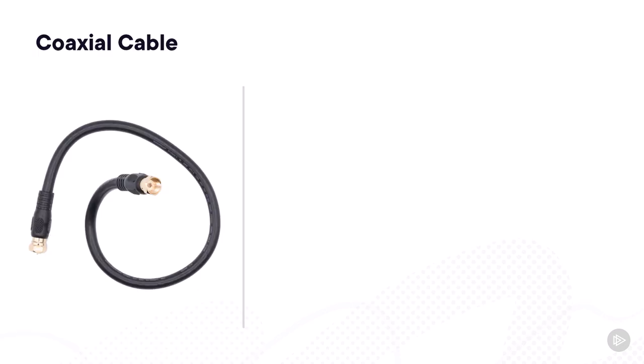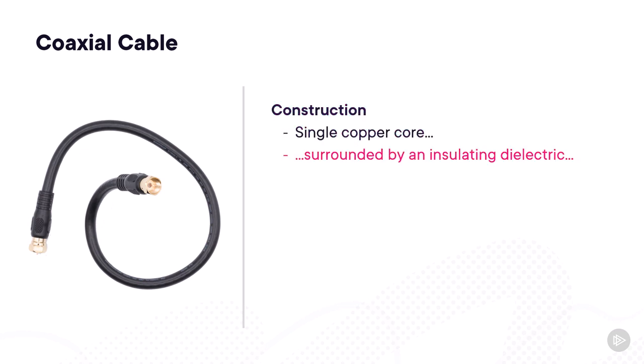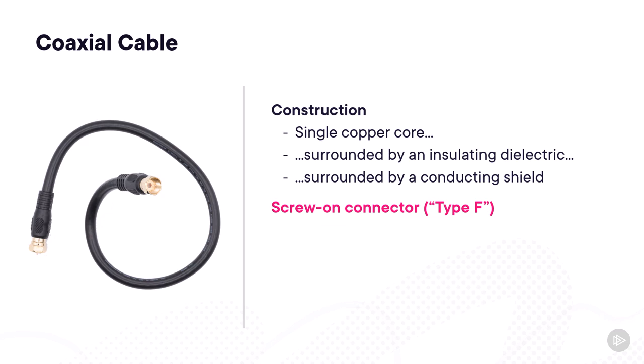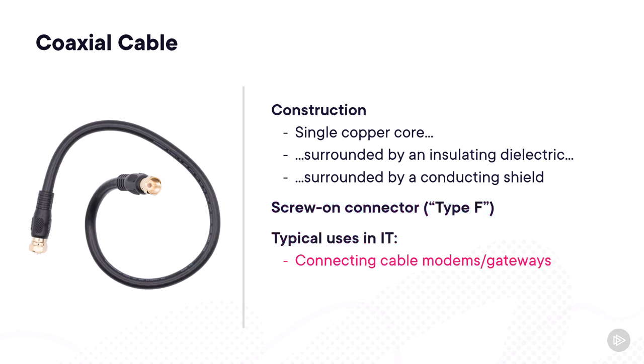Coaxial or coax cable is built with a central copper core wrapped in an insulating non-conductive material called a dielectric, which in turn is wrapped in a conductive shield to protect from interference. The most common connector for coaxial cable is the threaded Type F connector depicted at left. You may be familiar with this connector from cable television. How is coax used in the IT world? Well, it's often used to connect cable modems and gateways to the cable network, and it's also used, typically in a smaller wire size, for connecting Wi-Fi antennas.